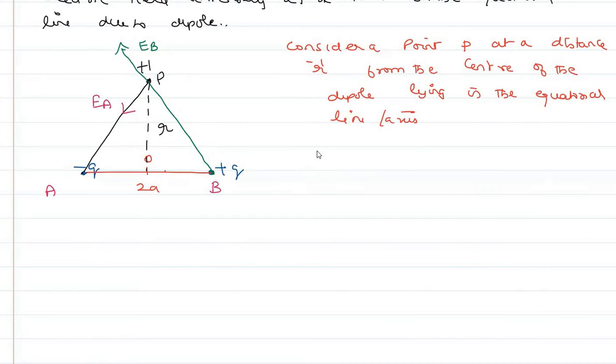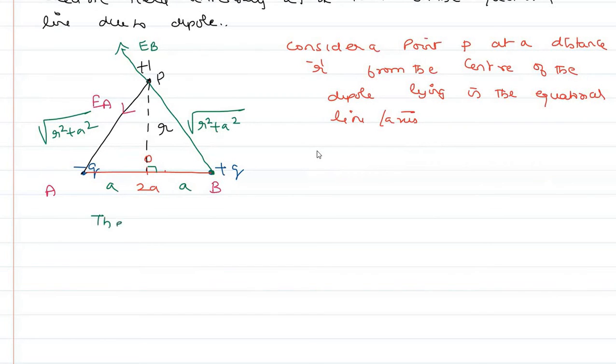Use the Pythagoras theorem. This is a right angle triangle. So this distance is A, and this perpendicular distance is R. So the hypotenuse will be given by the square root of R square plus A square. Here also, square root of R square plus A square. So now it will be easy for you to consider.